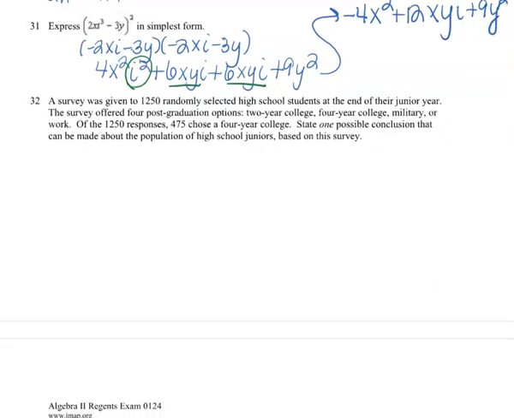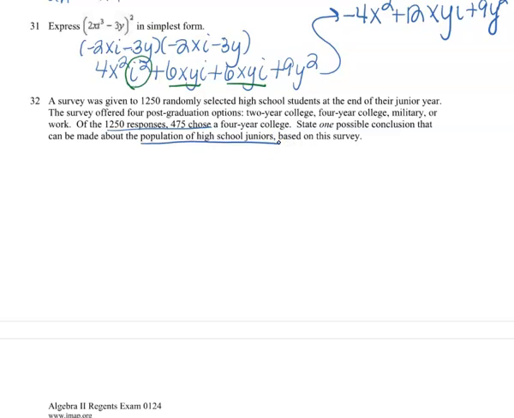All right, a survey was given to 1,250 randomly selected high school students at the end of their junior year. The survey offered 4 post-graduation options: 2-year college, 4-year college, military, or work. Of the 1,250 responses, 475 chose a 4-year college. State one possible conclusion that can be made about the population of high school juniors based on this survey.